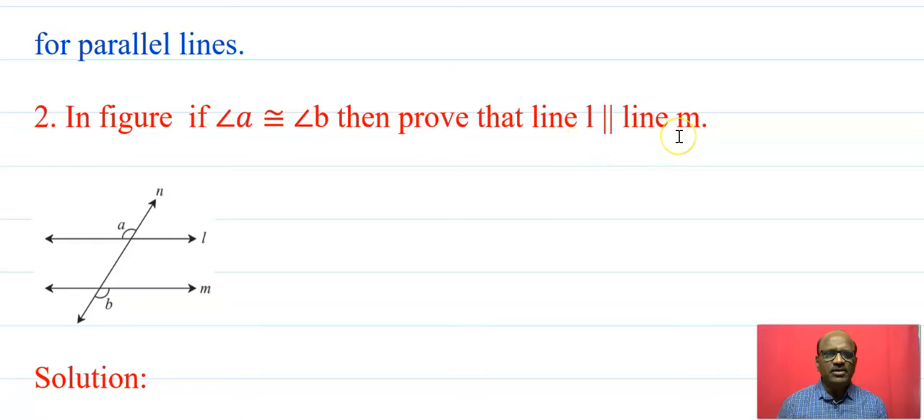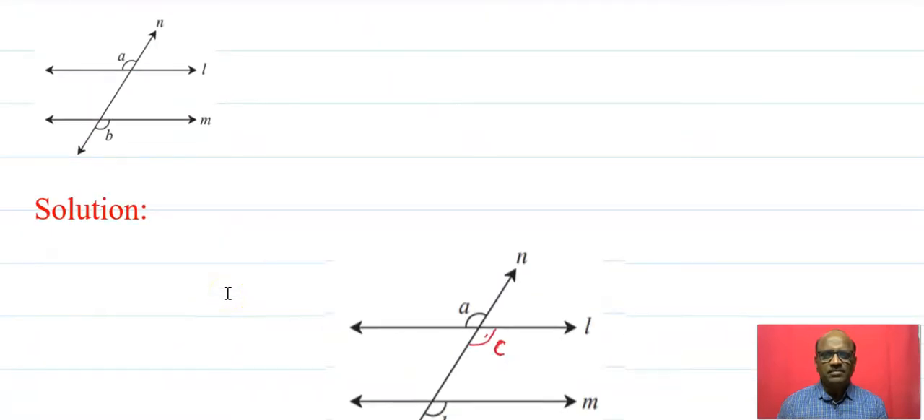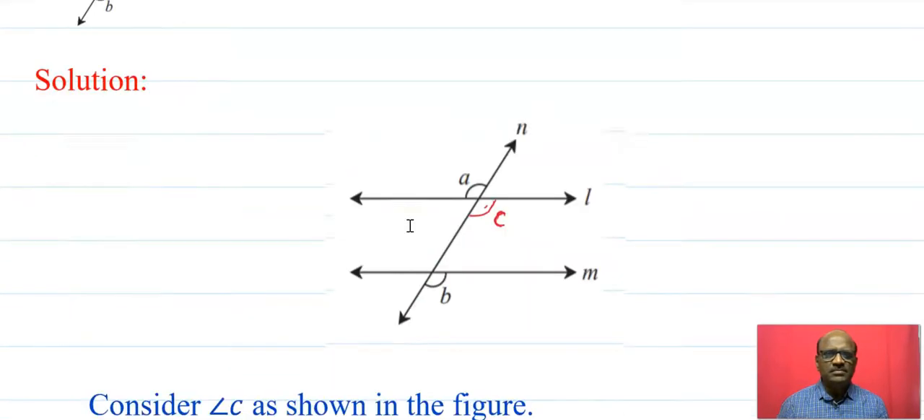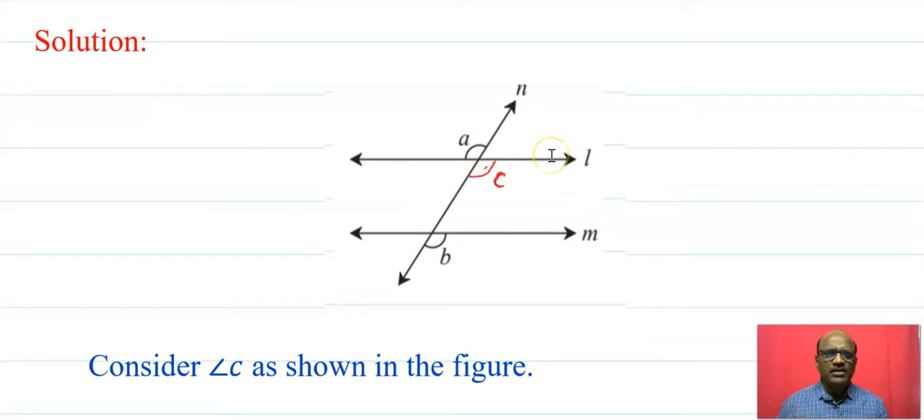Now in figure, if angle A is congruent to angle B, then the line L is parallel to line M. Actually, these are the exterior alternate angles, but we will prove it here. Now see this here, solution. In this case, lines L and M, and N is their transversal. We want to prove that line L is parallel to line M.